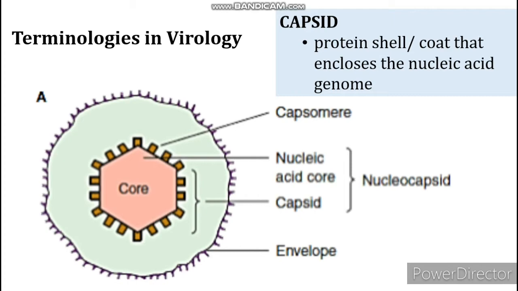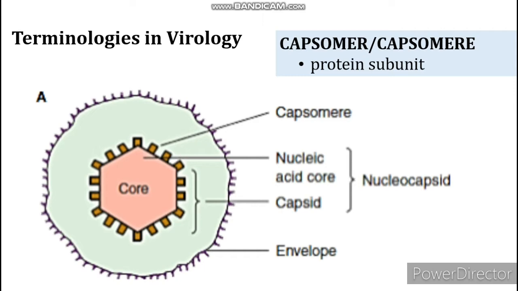Now, you have your different terminologies in virology. You have your capsid. Your capsid is a protein shell or coat that encloses your nucleic acid genome. In this case, ang capsid nyo, ito. It covers the nucleic acid genome, which is either DNA or RNA. Next, you have your capsomer or capsomere. This is the protein subunit of your virus. Si capsomere, ito siya, yung mga spikes, yung yellow part.